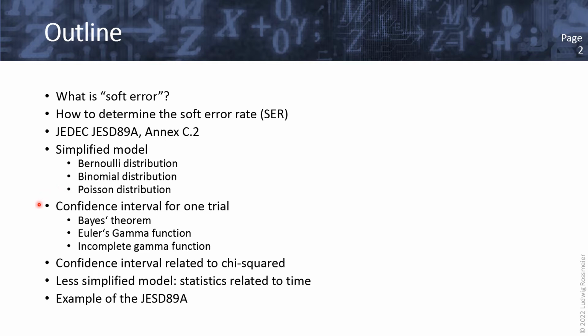Then I come to the core of my presentation, which is the confidence interval for one trial. We talk about Bayes' theorem, Euler's gamma function, and the incomplete gamma function. In the standard, the confidence interval is related to the chi-squared distribution. I also will talk about this. And then we go to a less simplified model where the statistics is related to time. In the end, I will check the example of the JESD89A standard.